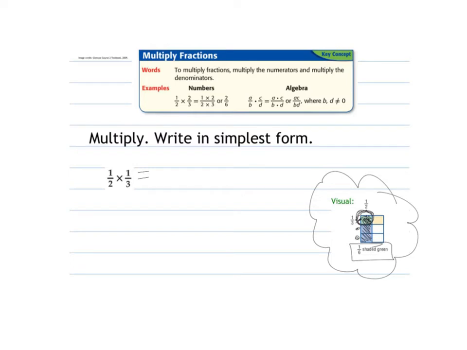Also, we can take our numerators and multiply them. So 1 times 1 is 1, 2 times 3 is 6. It's in simplest form, so that is that.